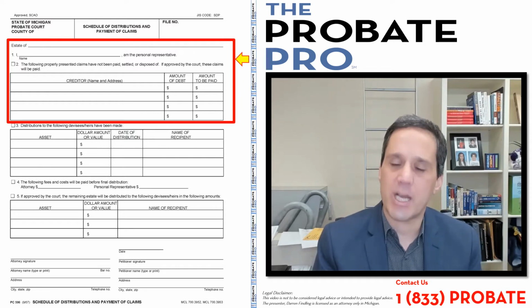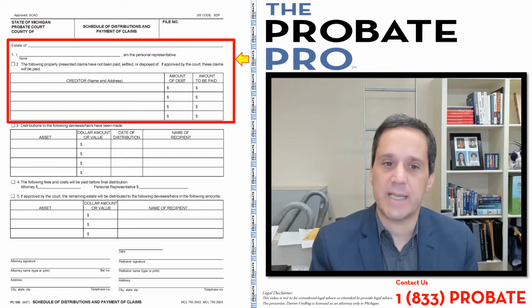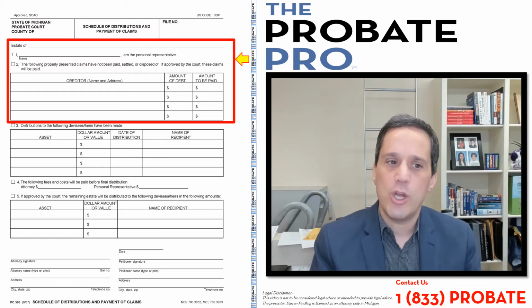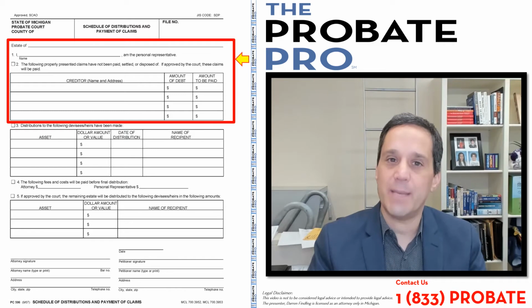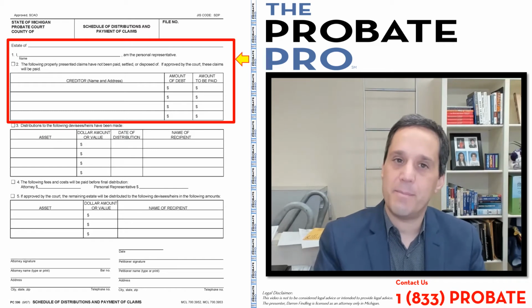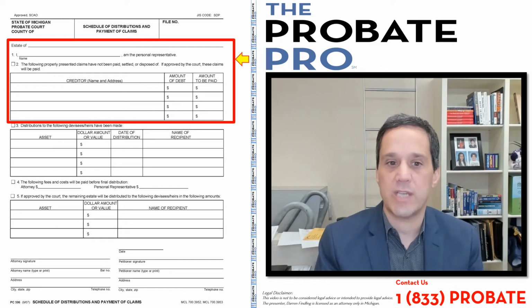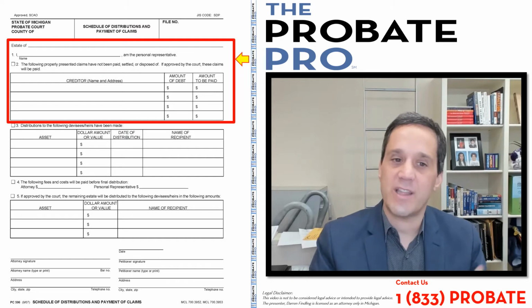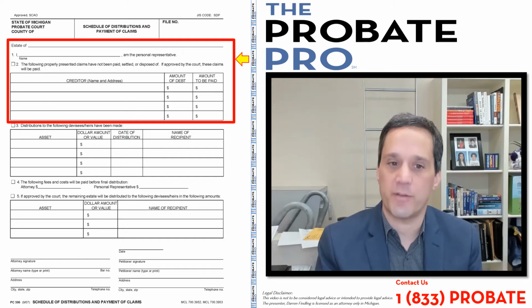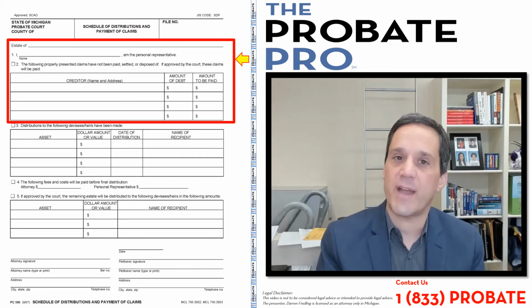Now, there are various checkboxes here, and depending on the circumstances, you're going to check them. So you have to understand, in this particular case, have these claims been presented and paid or settled or disposed of? Or are you suggesting that they're going to be paid upon approval of the court? So here you can identify creditors.